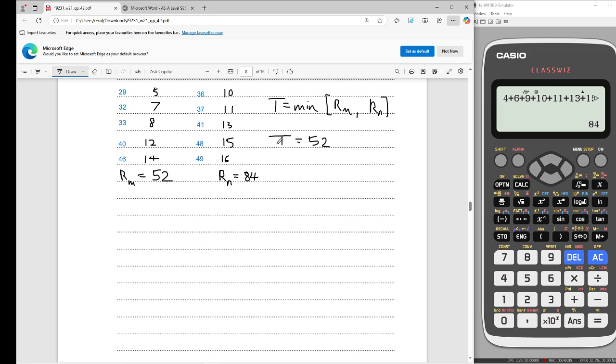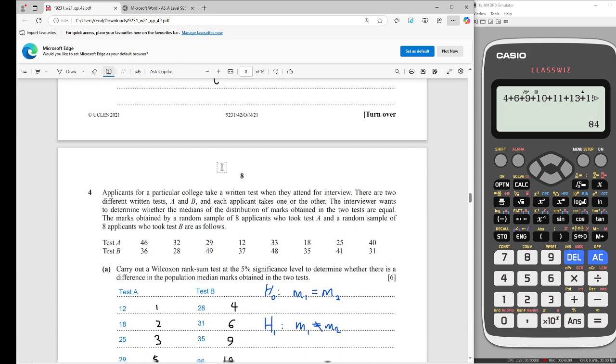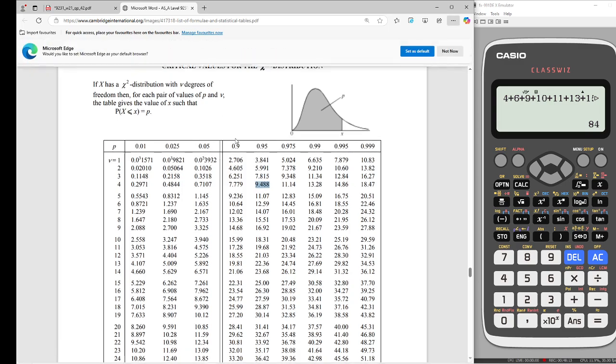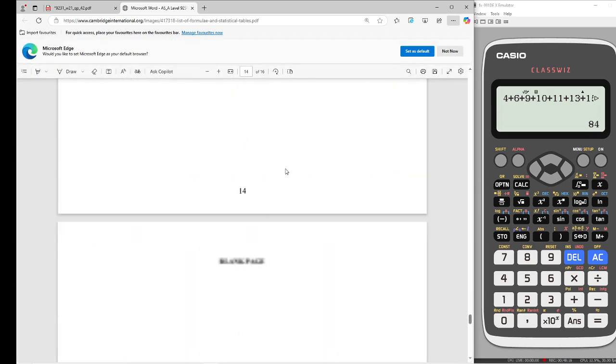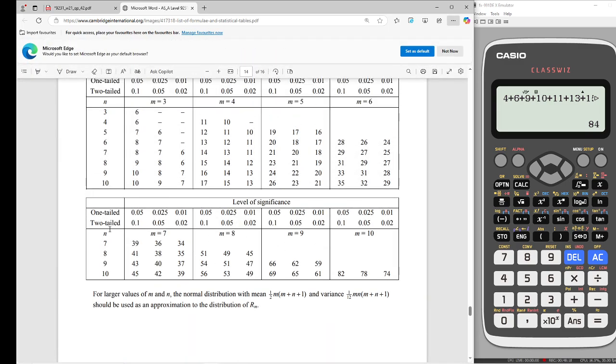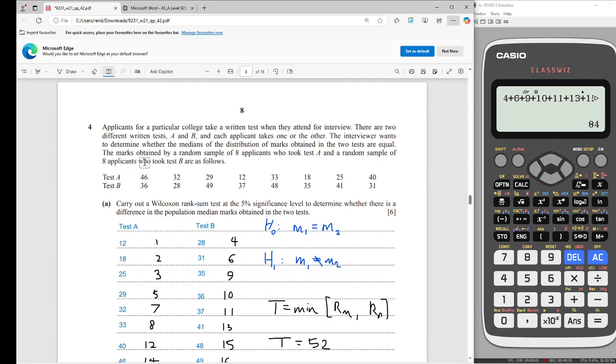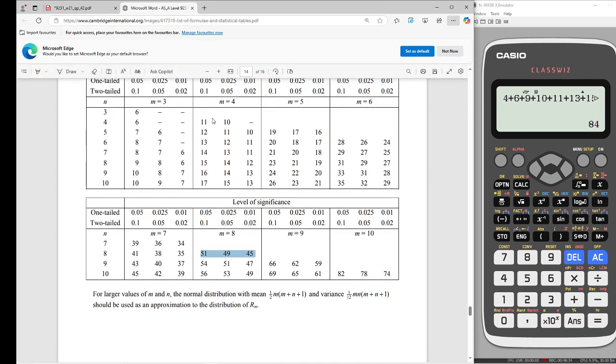But for every test we should have a critical value. Let's find it. So for a sample size, okay, so it's going to be 8 and 8. Okay, so m and n, let's see, yeah, right here. So m, n is here, 8, 8. Okay, so we're going to look at these three values here where it corresponds to m equals 8, n equals 8. M and n being the two sample sizes, as we have here test A and test B are both 8 and 8.